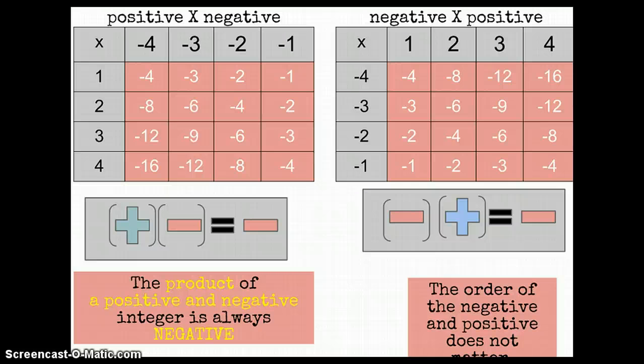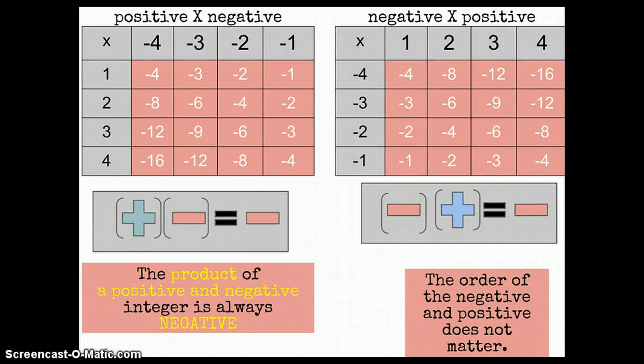As you can see by the array, if you take a positive times a negative, as in the example seen, you will get a negative answer, always. If you take a negative integer and multiply it by a positive, you will also get a negative answer. The product of a positive and negative integer is always negative. The order of the negative and positive does not matter. If you take a positive and multiply it by a negative, you'll get a negative, or if you take a negative times a positive, you will still get a negative answer.